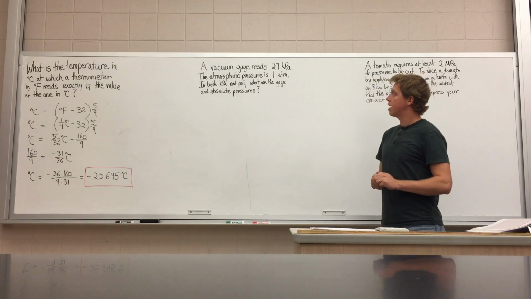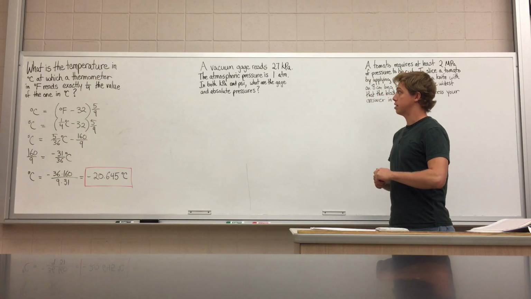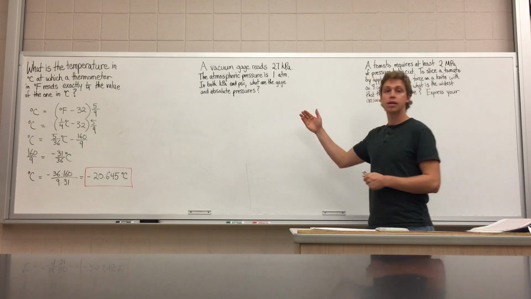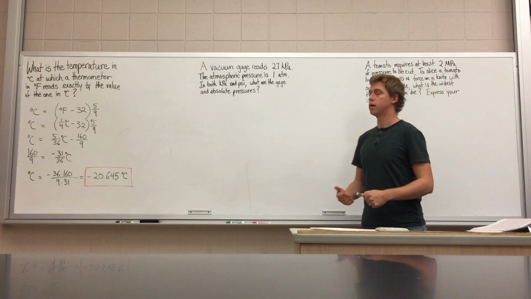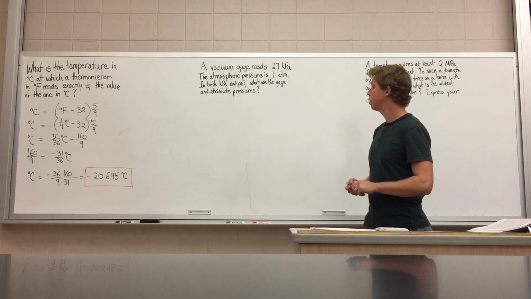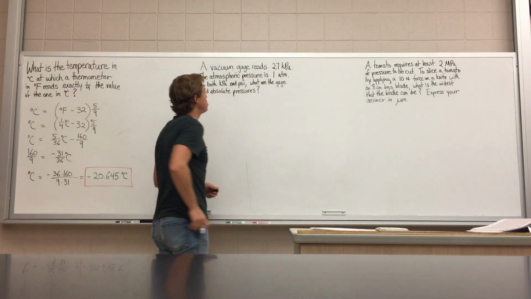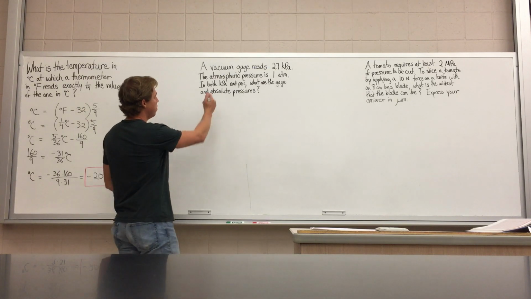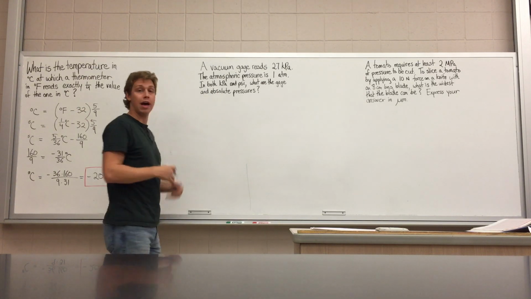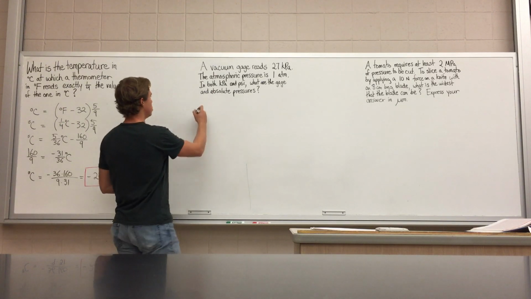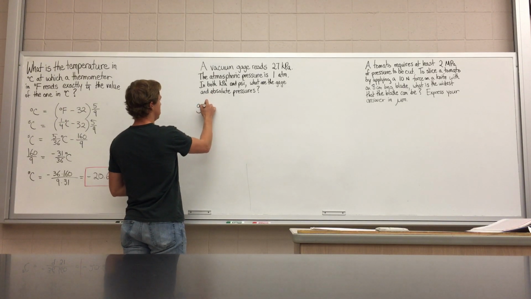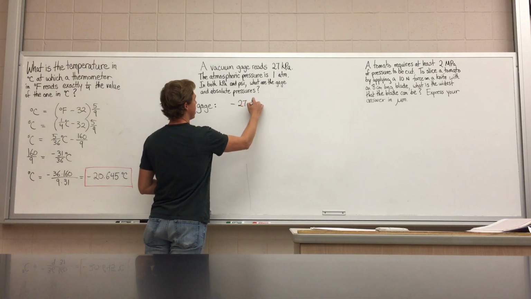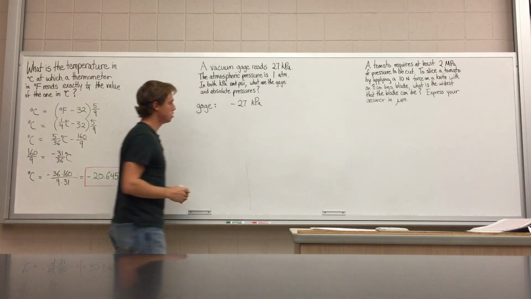Moving on, a vacuum gauge reads 27 kilopascals. The atmospheric pressure is 1 atmosphere. In both kilopascals and psi, what are the gauge and absolute pressures? So first, I'm given a vacuum pressure in kilopascals. So that's one of the answers that I want. Remember that vacuum is negative gauge pressure. So for gauge, our answer right off the bat is that it's negative 27 kilopascals.